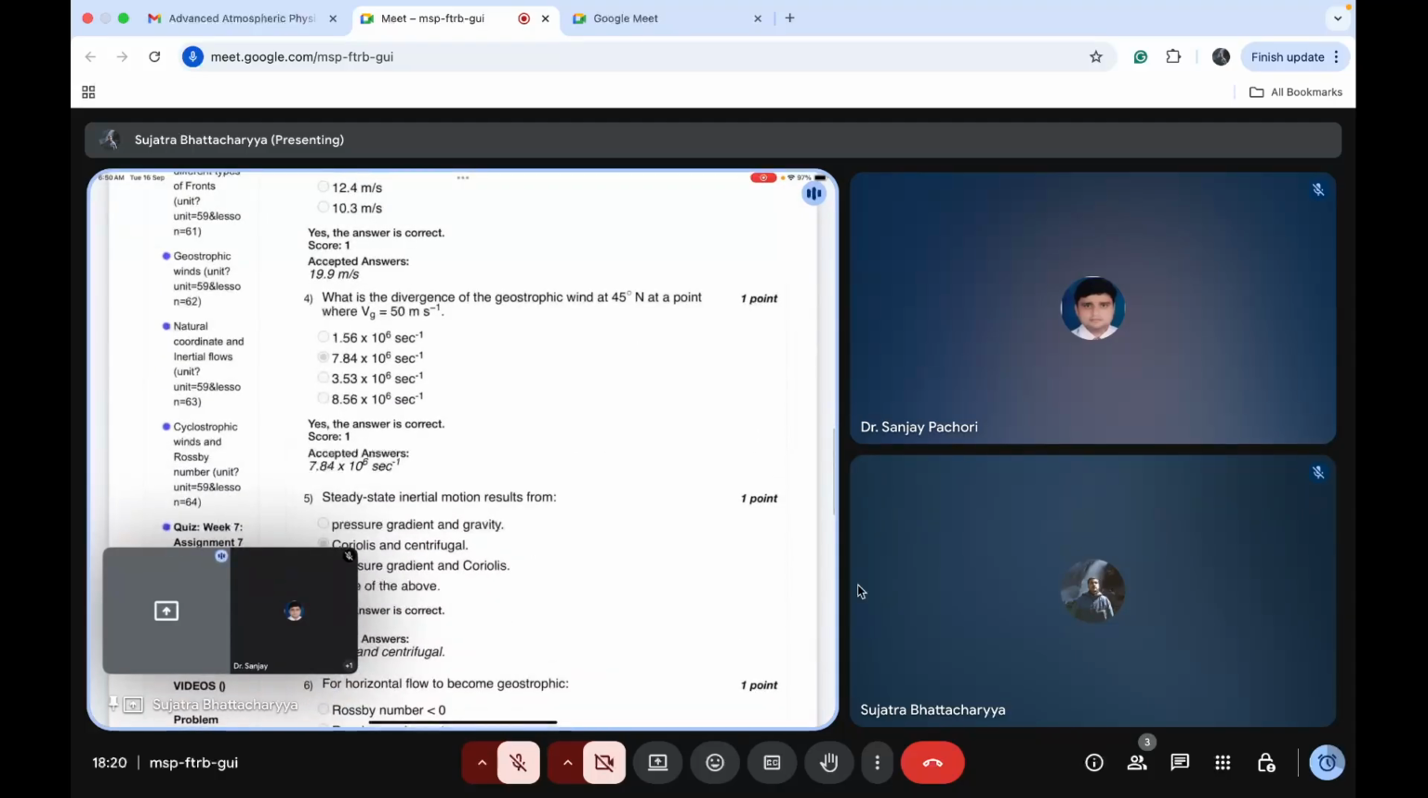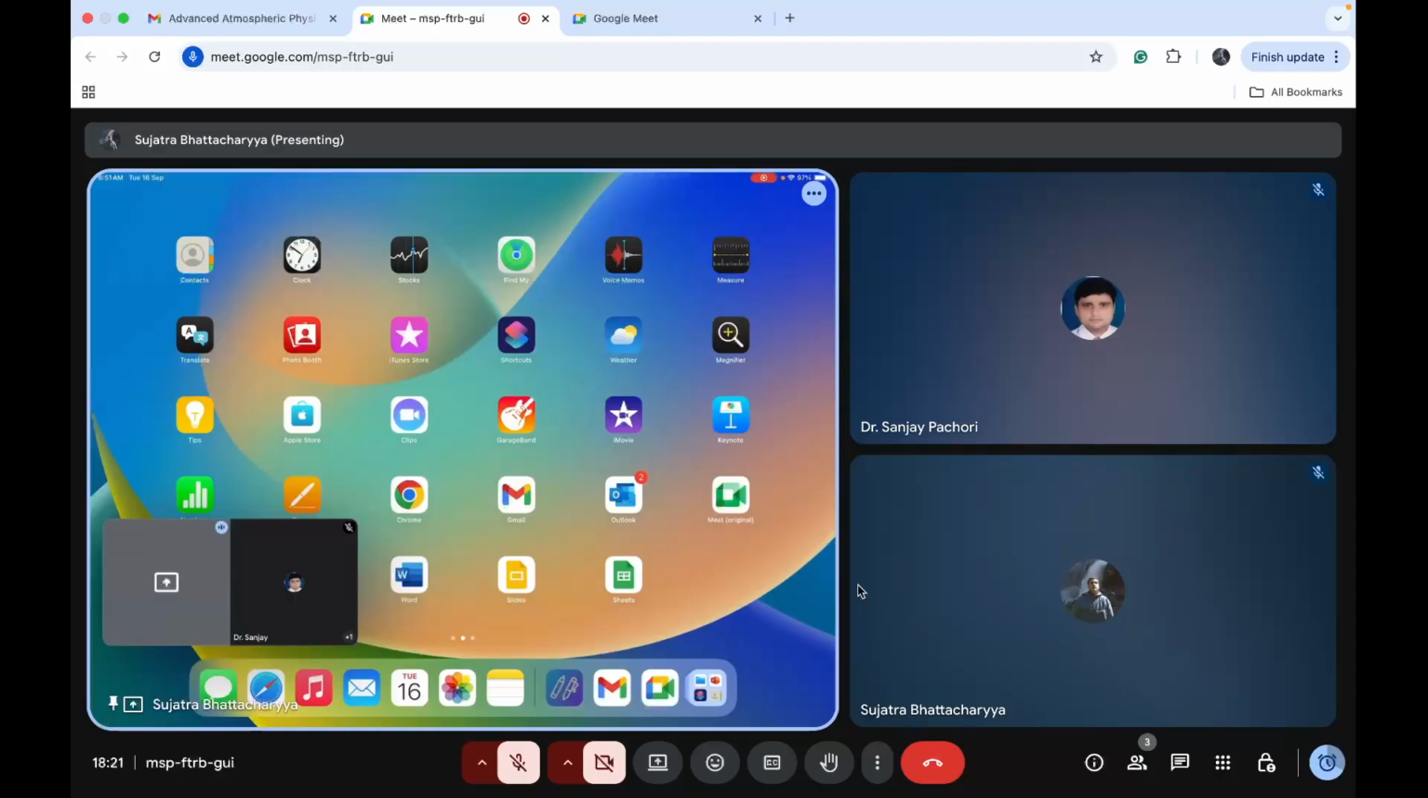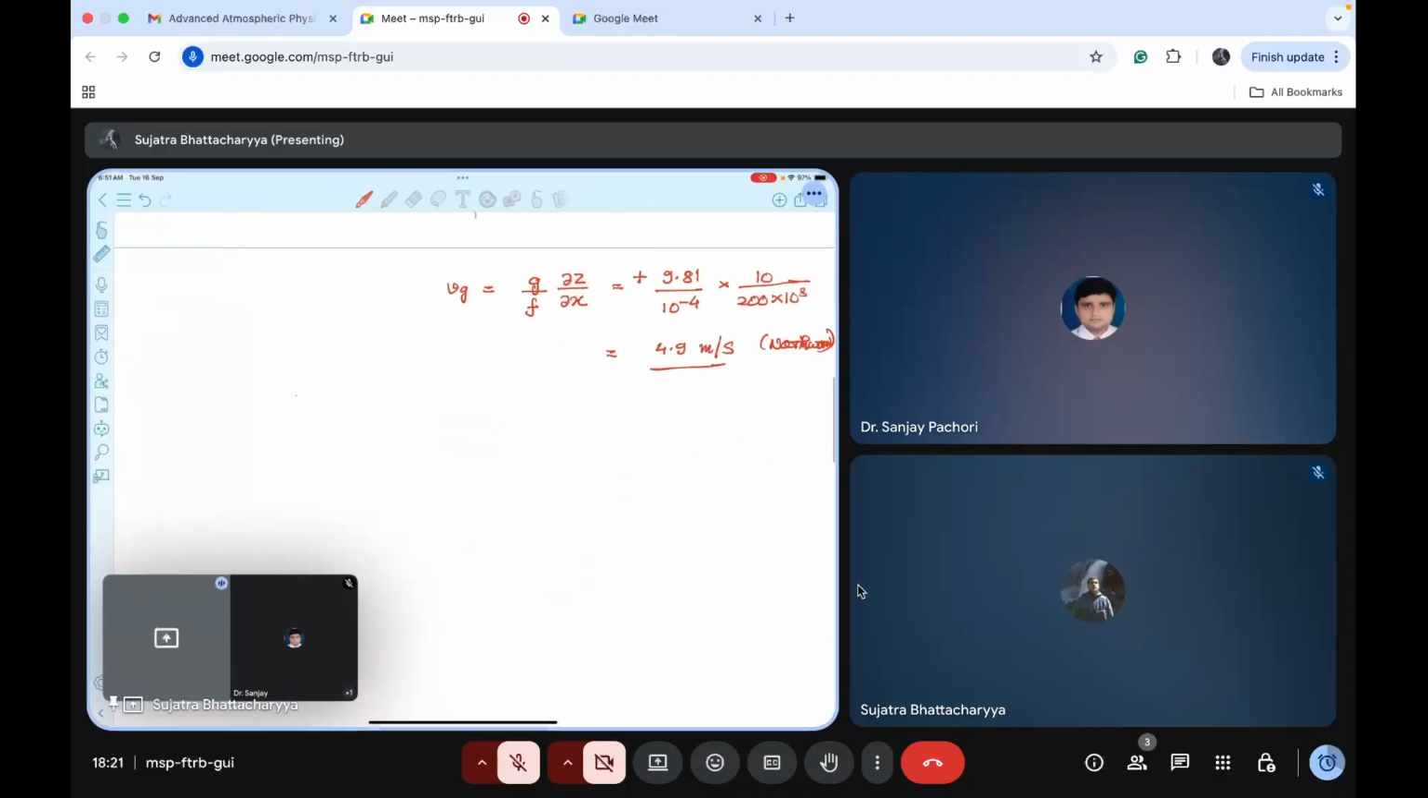This is also a good question. Let us first discuss the fourth question. We will come to the third question at last. The fourth question is: what is the divergence of geostrophic wind at 45 degrees north at a point where Vg is 50 meter per second? It is asking for the divergence of the geostrophic wind.